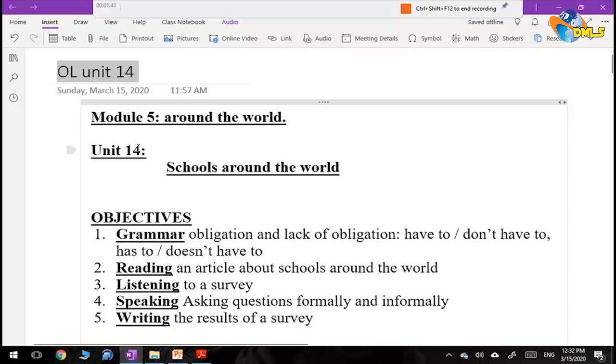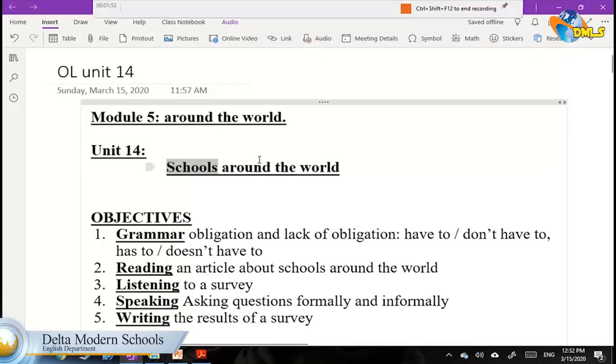Today, inshallah, we are covering another unit, Unit 14, and Unit 14 discusses the same theme of our module, around the world. Now we have to study schools around the world. Schools around the world, of course, do not operate the same way. They have different ways of discussing their educational purposes, and we will learn some of these differences here today, inshallah.